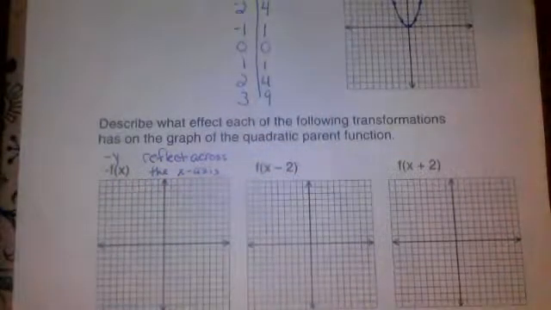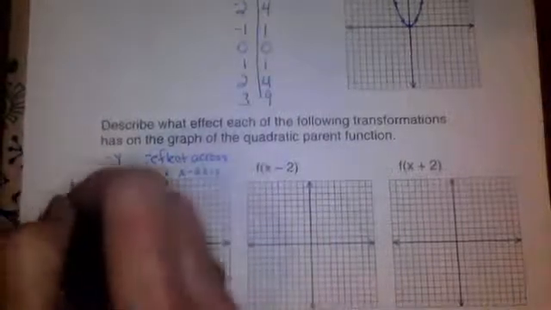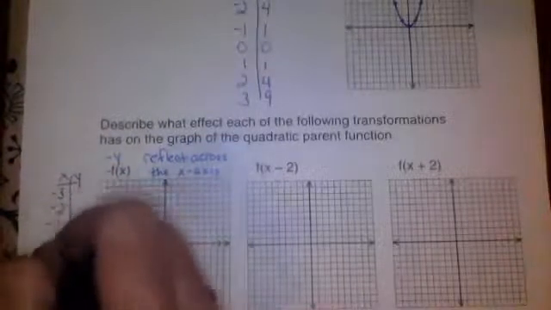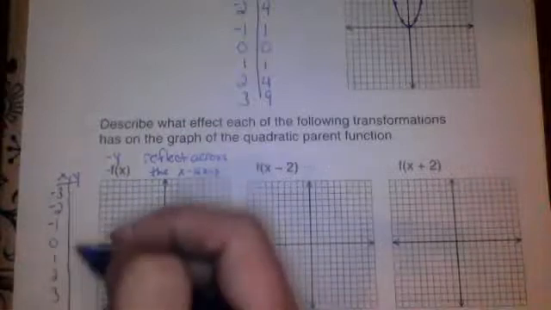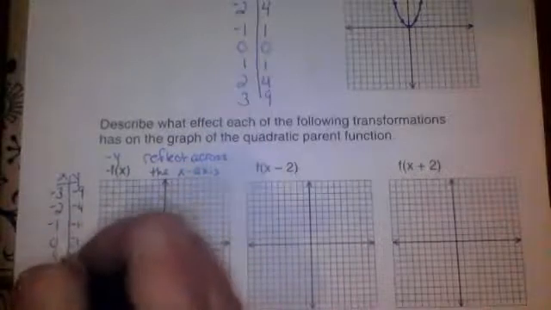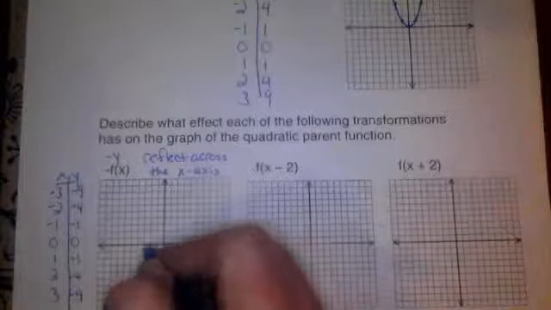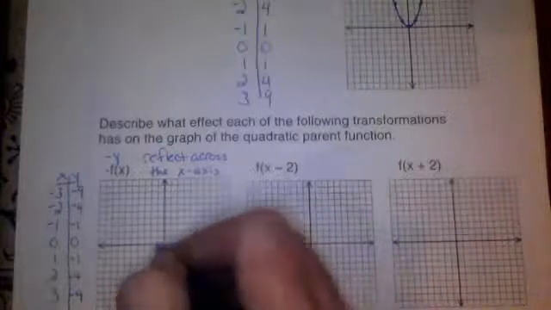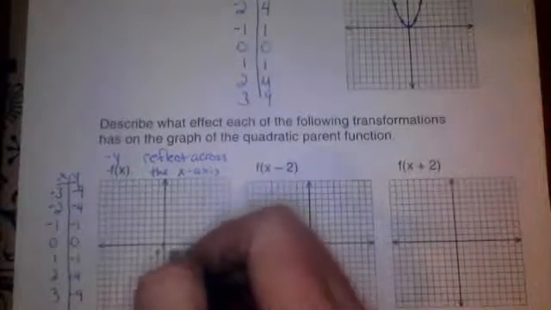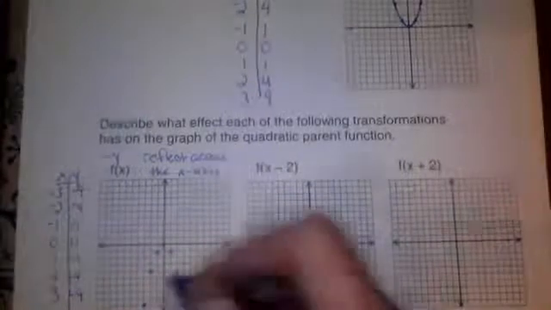If you'd like to write all those values out, you can. You certainly don't have to. If you're getting used to doing this, you may not need to. But we're going to change our y's. So the x's are staying the same. So this would be -9, -4, -1, 0, -1, -4, -9. So we have -3, -9, -2, -4, -1, -1, 0, 0, 1, -1, 2, -4, 3, -9.